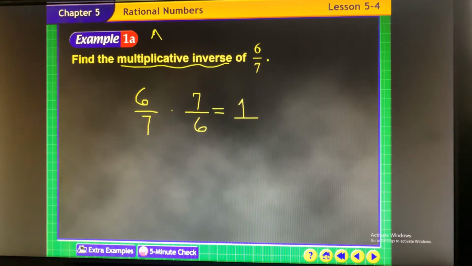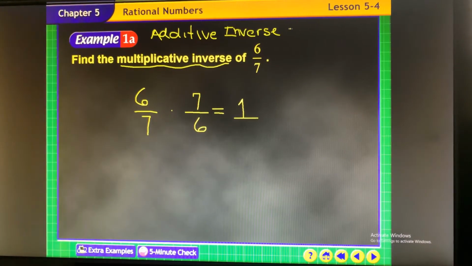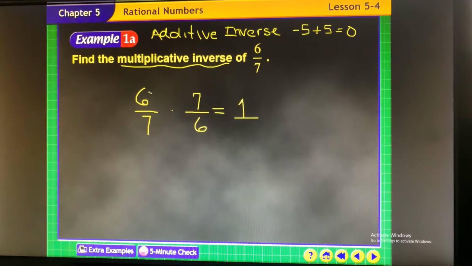If you remember, we talked about the additive inverse back in chapter 3 when we were solving equations and we wanted to make 0. Additive inverse, remember, is when you add two opposite numbers to make 0. Multiplicative inverse is when you multiply the reciprocals of each other to equal 1. So that's it.